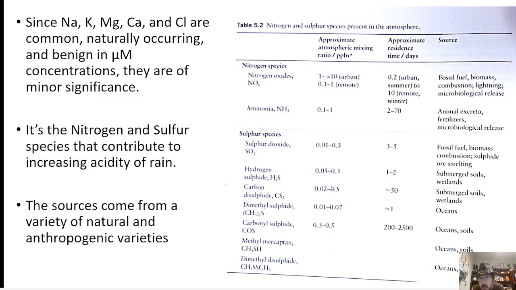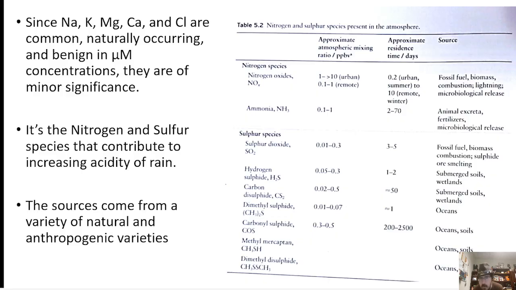We can get hydrogen sulfide. This can come from submerged soils and wetlands. We're going to have a whole chapter devoted to looking at these processes by which the water in the soil is going to be reducing and produce these hydrogen sulfides. Carbon disulfide, also submerged soils and wetlands. These are natural sources. We can't control these.